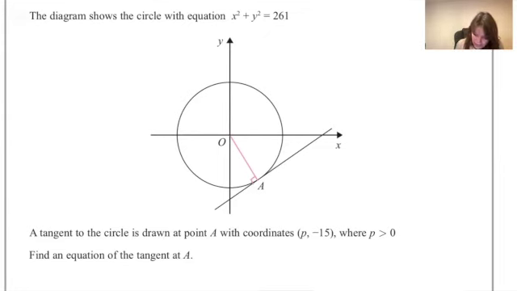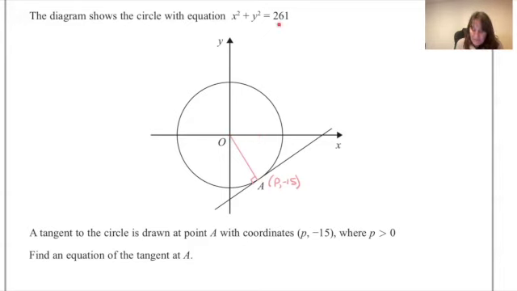We also know that A has the coordinates P, minus 15. Let's get it up in the diagram where I am constantly reminded of that information. It says P is greater than 0. We can see that, okay? P is from our x-axis, and that is definitely greater than 0.